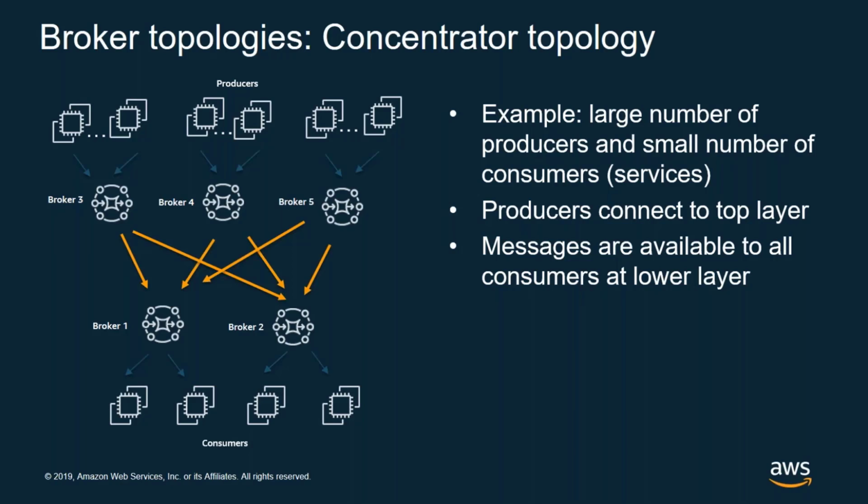In this model, you can scale up by adding brokers. You can also scale down by removing brokers, although you have to be careful in that scenario because you have to ensure that those brokers are drained and there are no messages in those brokers.